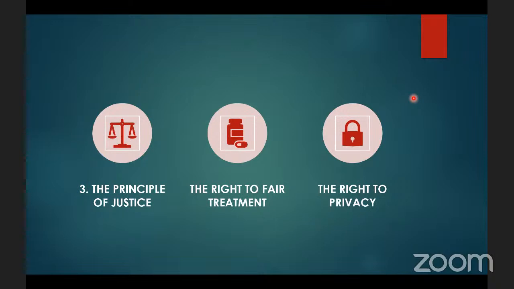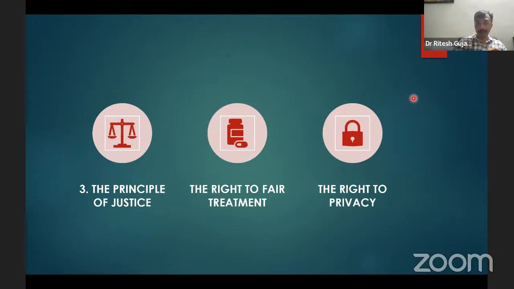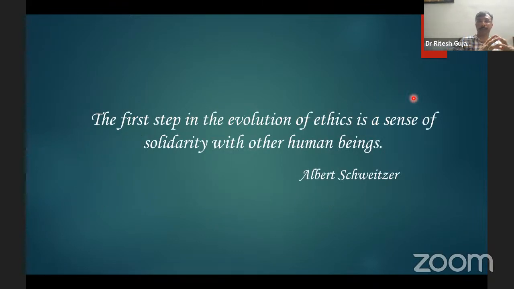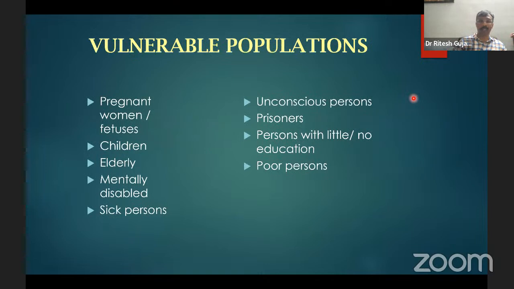Also, it talks about the principle of justice, where the main important issue is the right to fair treatment and the right to privacy. So the confidentiality of the data is very much important. The first step in the evolution of ethics is a sense of solidarity with other human beings. So for all the research participants who are part of that research, we should be extra cautious about their rights.